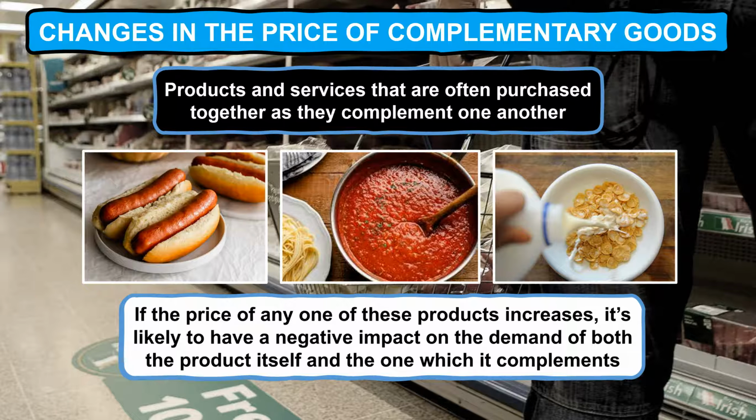For example, if the price of hot dog buns rose, this could have a domino effect and impact the demand for hot dog sausages. Alternatively, if the price of milk increased, this may cause a decrease in the demand for cereals, as the overall cost for cereal and milk as a breakfast option increases. Therefore, consumers may start to seek cheaper alternatives.